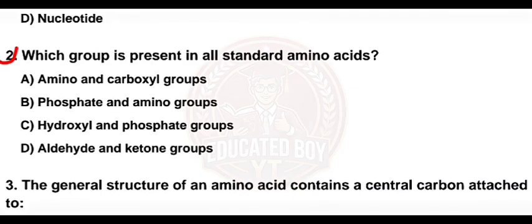Question number 2. Which group is present in all standard amino acids? Option A, amino and carboxyl groups. Option B, phosphate and amino groups. Option C, hydroxyl and phosphate groups. Option D, aldehyde and ketone groups. Right option is option A, amino and carboxyl groups.